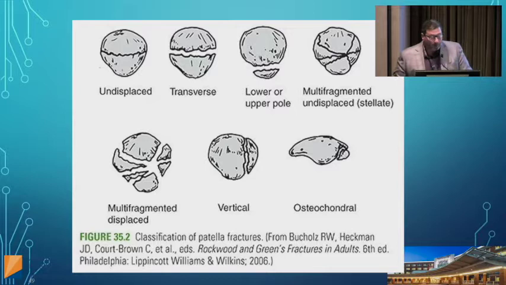So at the top, you see a non-displaced transverse fracture. This is a displaced transverse fracture. These are from indirect means. The fracture on the bottom here is from a direct means, from a direct blow.